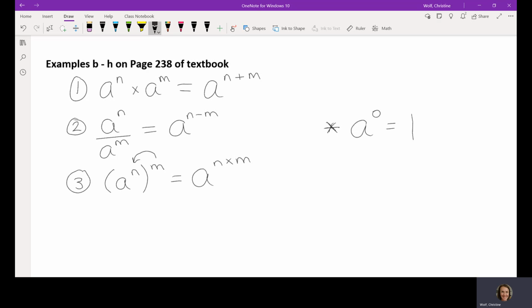Okay? They're on that poster right there. I know it's French. The first one that says Les lois des exposants. It's the first 3 there. It's the same in English as it is in French. Okay? Those laws are the same. Okay, so now we're going to boogie into these examples. So I'm first going to start with example B on page 238. Okay?